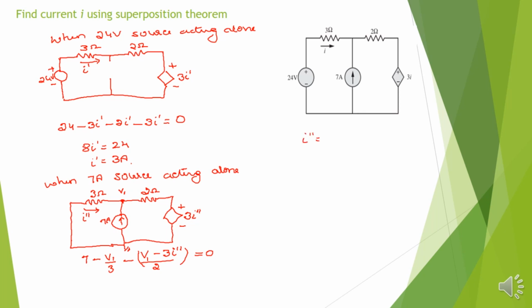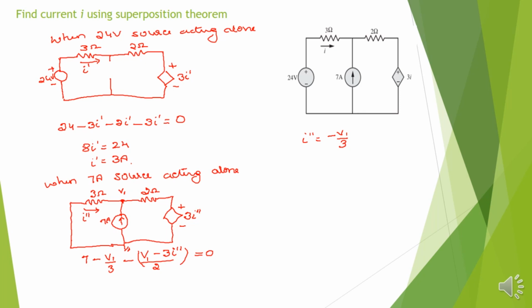I double dash is current flowing in this direction. That means 0 minus V1 by 3. So I double dash is minus V1 by 3. Correct? This V1 by 3 is the current in the opposite direction, so minus V1 by 3 is I double dash. So substituting this in this equation.